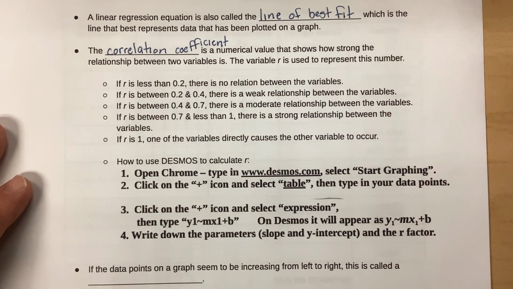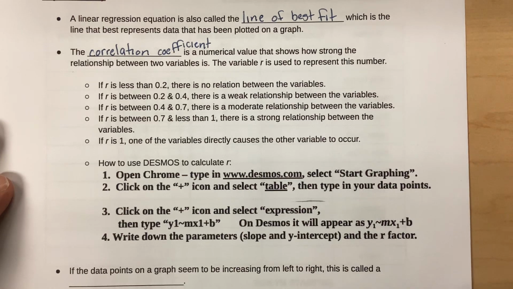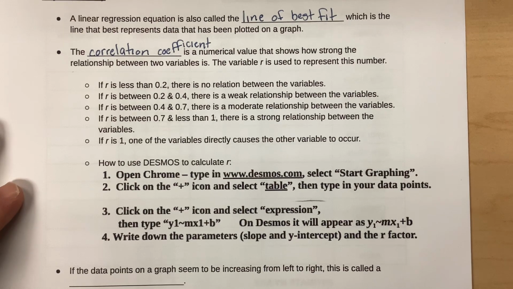Now, if R is 1, one of the variables directly causes the other to occur. So basically, whatever your X variable is causes your Y to happen. The only way that works is if every single point on the graph is in a perfectly straight line, which means every single point would end up on your line of best fit.